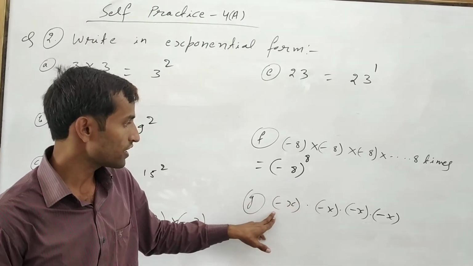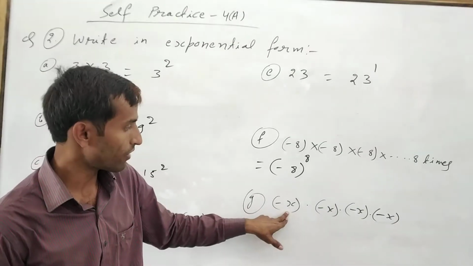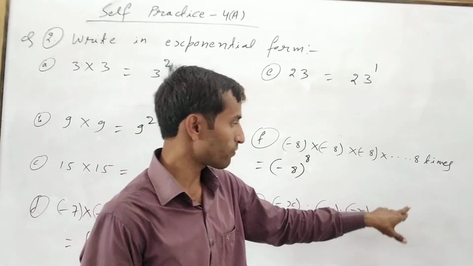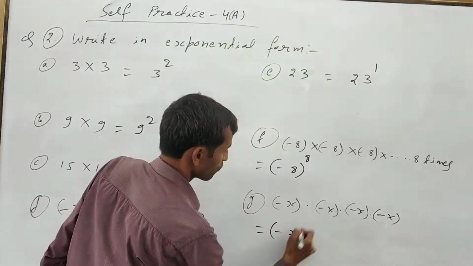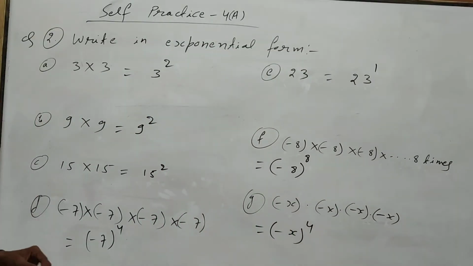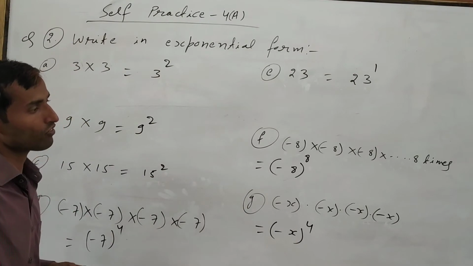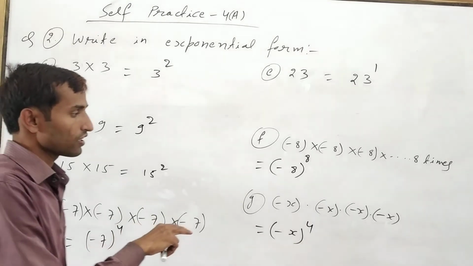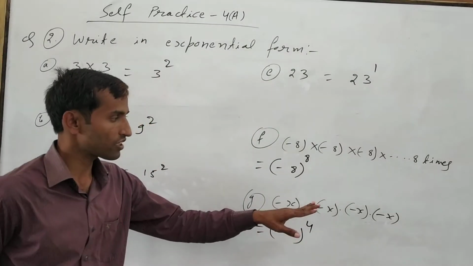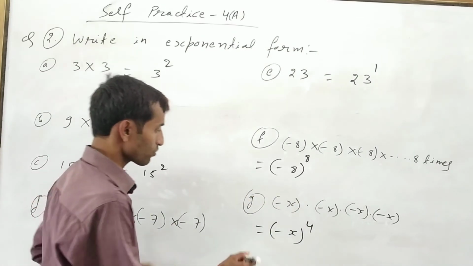Okay. Next one, minus x is multiplied 4 times. Just count here minus x into minus x into minus x into minus x. So we have to write down here minus x to the power 4. Like that, whatever number is given, we will convert it into power. Just count how many times it is written, and put that as the power. If 4 times is written, then we put power 4. If 5 times is written, then we put power 5.